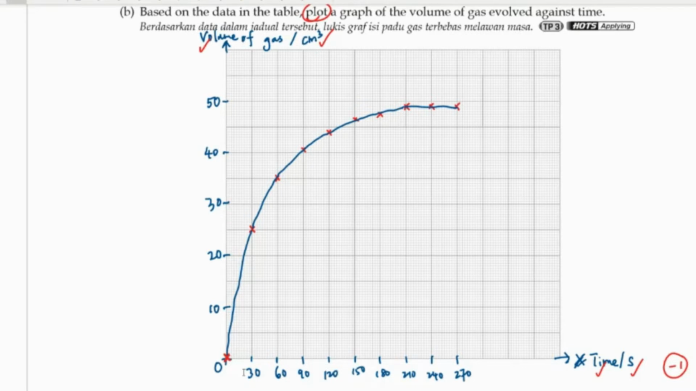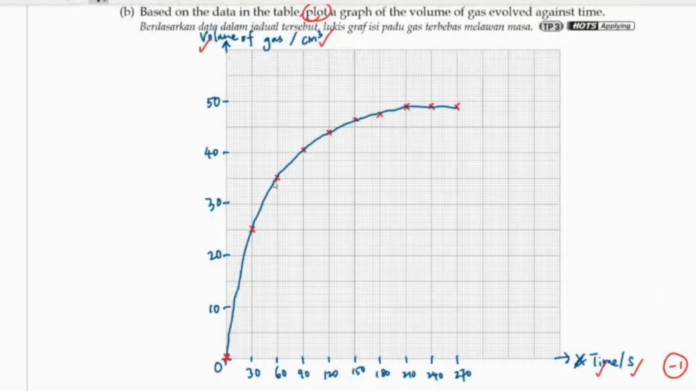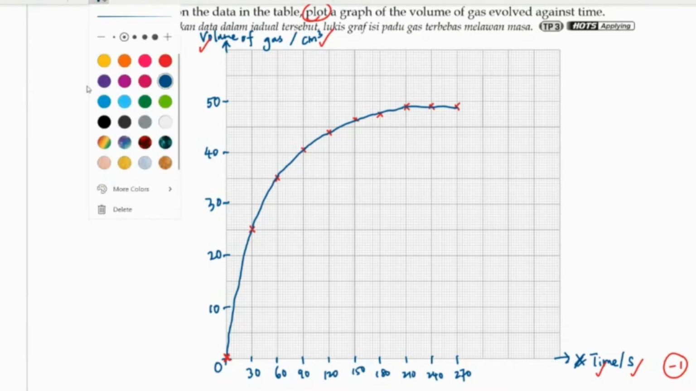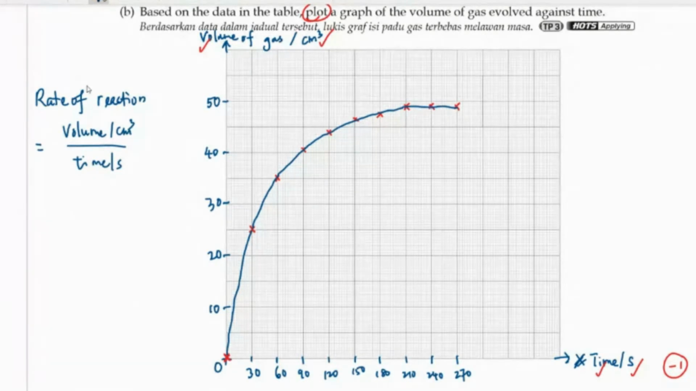So after you can plot the graph, now, class, we look into this graph. This is the volume, this is time. So we had learned the rate of reaction. The most popular one is the volume divided by the time. In other words, if volume is divided by the time, we can get the rate of reaction. What is the volume of the gas collected over the time, per unit of time?